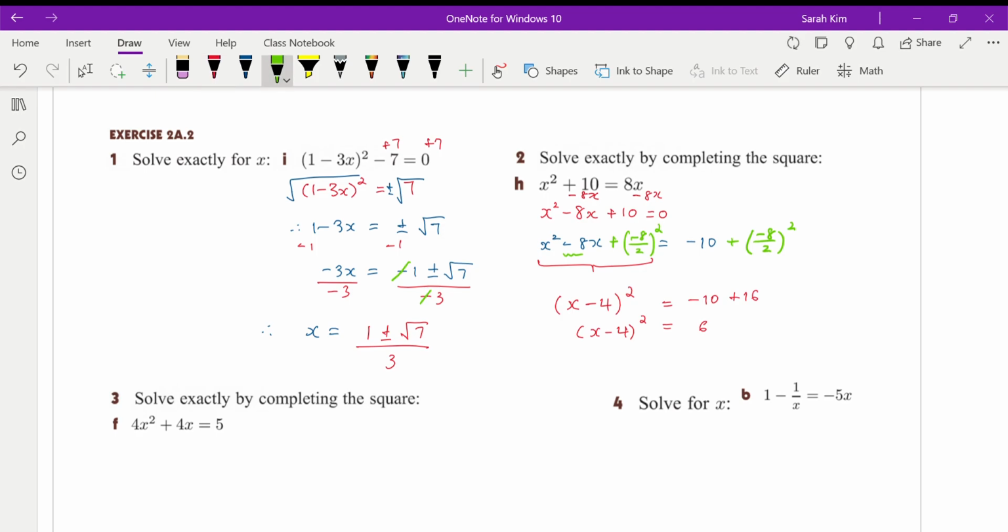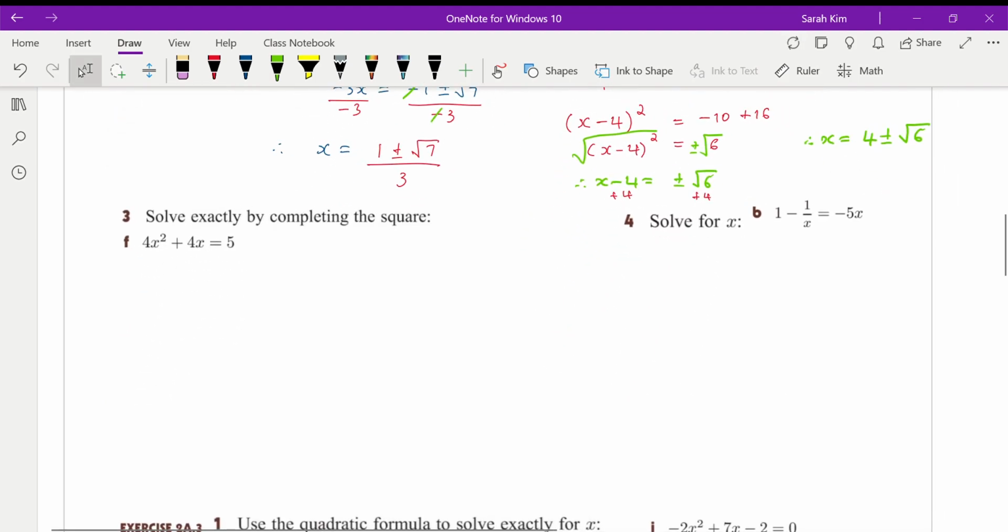I just need to solve it, so square root both sides. So I get x take 4 equals plus or minus square root 6. So I add 4 to both sides. Therefore x equals 4 plus or minus square root 6. If I write that in symbols, yep, I'll just leave it like that.